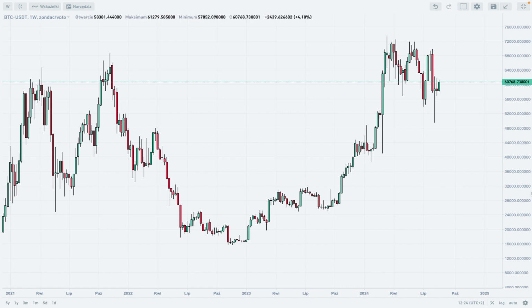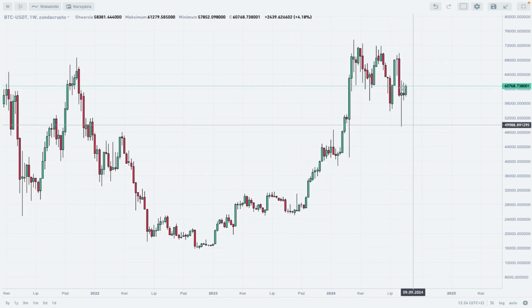Let's find out what's going on the weekly time frame chart of Bitcoin quoted to Tether at Zondacrypto. What we have here is definitely something that we are all familiar with, the uptrend that started in late November 2024. It reached the level of 73,550 before this big correction, big movement to the downside has happened. So let's just figure out what's going on here.